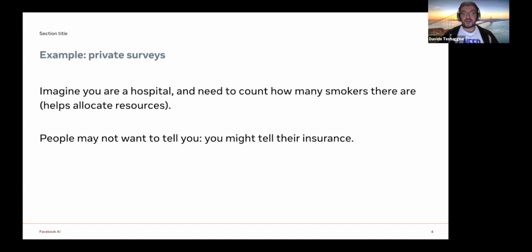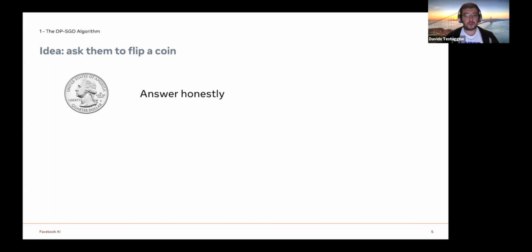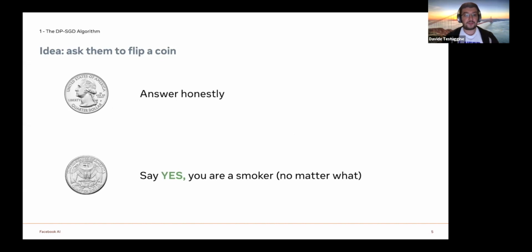So how do we do this? How do we still see the forest, but somehow lose some resolution on the trees? The answer is remarkably simple. You just ask them to flip a coin. Of course, you won't see the result of the coin, but if it comes out as heads, then they will answer honestly. And if it comes out as tails, they'll say that they are smokers, whether they are actually smokers or not.